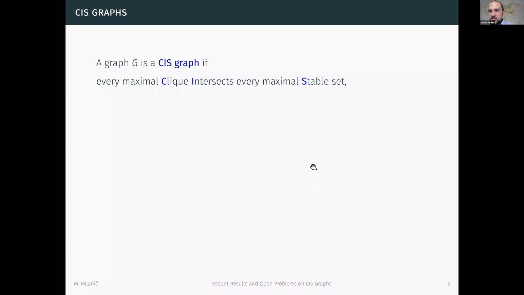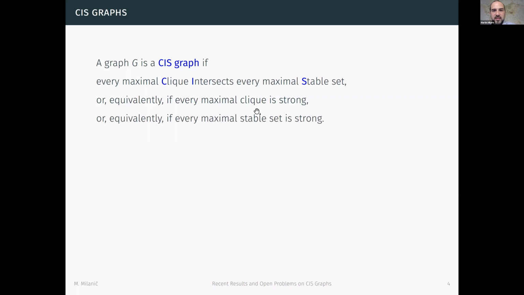The main concept of interest for this talk is the concept of CIS graphs, as the title suggested. A graph is said to be CIS if every maximal clique intersects every maximal stable set, or equivalently, if every maximal clique is strong, or equivalently, if every maximal stable set is strong. You see that the acronym CIS comes from the definition: every maximal clique intersects every maximal stable set, CIS.